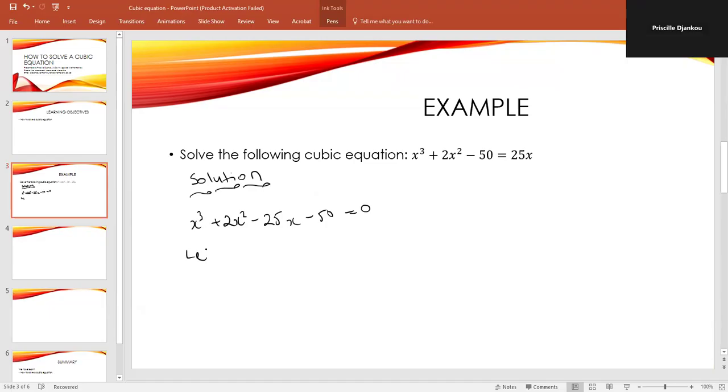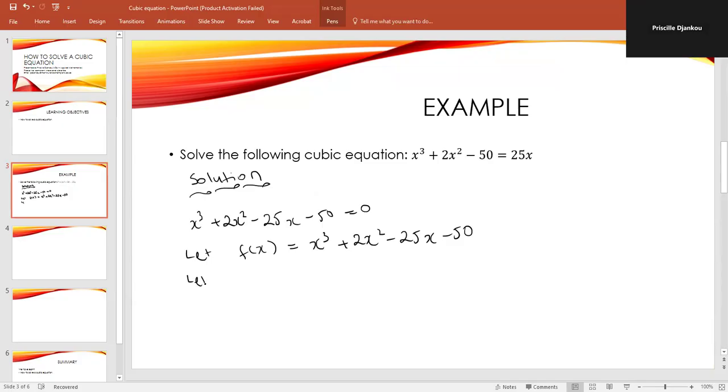We now let f of x be equal to this cubic expression to obtain a cubic polynomial. f of x equals x cubed plus 2x squared minus 25x minus 50. We now use the trial and error method to look for a factor of the polynomial f of x. We begin with small values, plus and minus 1, plus and minus 2, plus and minus 3, and so on until we get a factor of this polynomial.